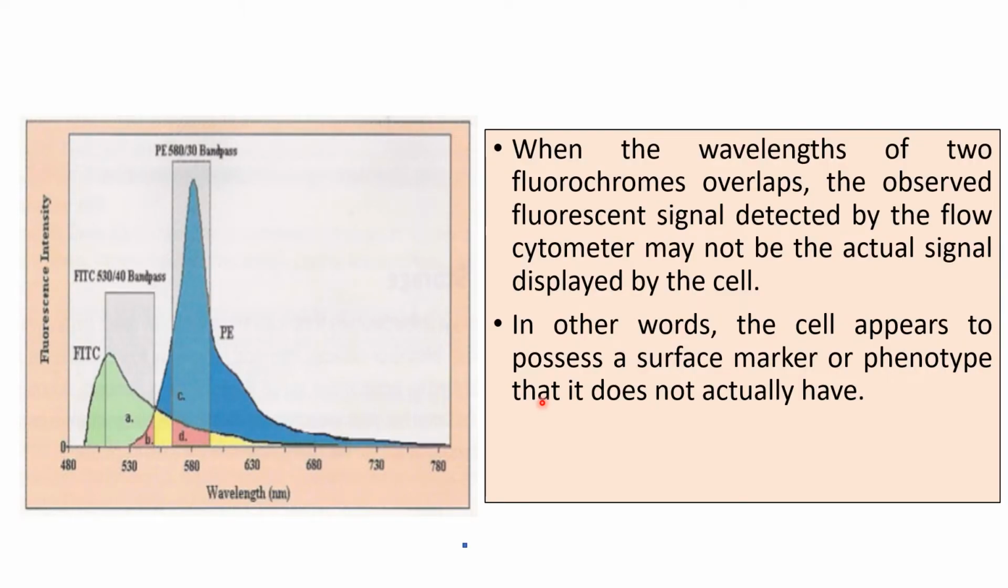When the wavelengths of two fluorochromes overlap, as you can see here, the observed fluorescent signal detected by the flow cytometer may not be the actual signal displayed by the cell. In other words, the cell appears to possess a surface marker or phenotype that it does not actually have.